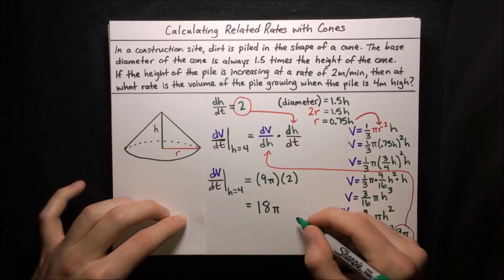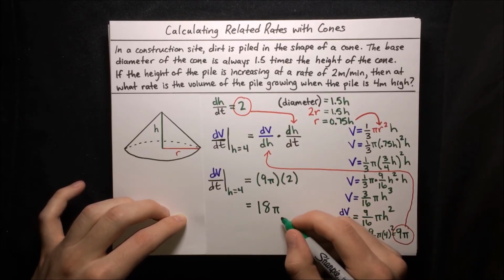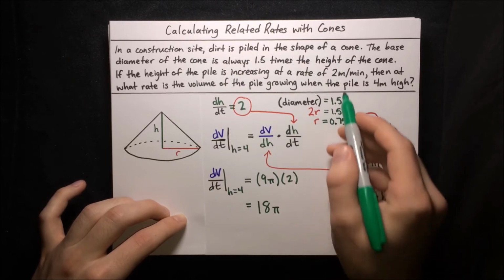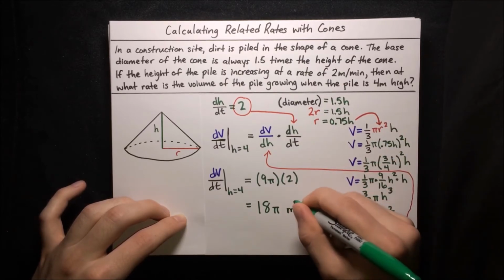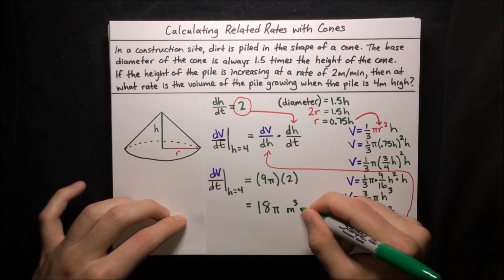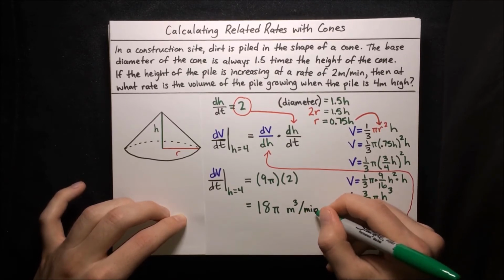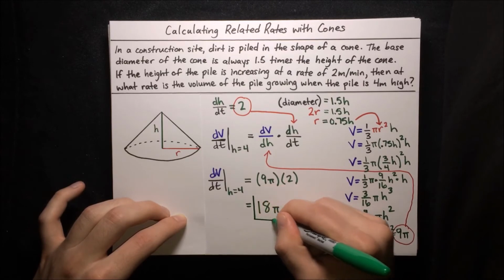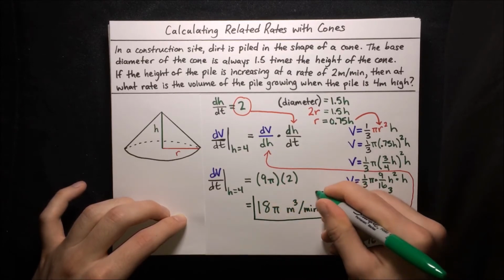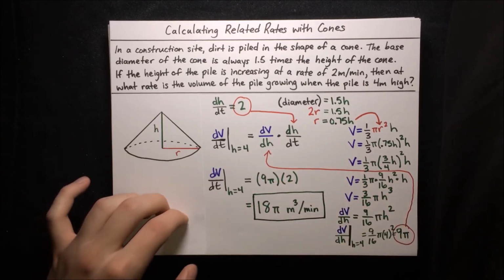And what's our units? Well, units of volume is units of length cubed, and units of length were meters, so meters cubed. And then that's volume per unit time, and time is measured in minutes. So there we go. That is the rate at which the volume of the pile is growing when the pile is 4 meters high. It's 18 pi meters cubed per minute.